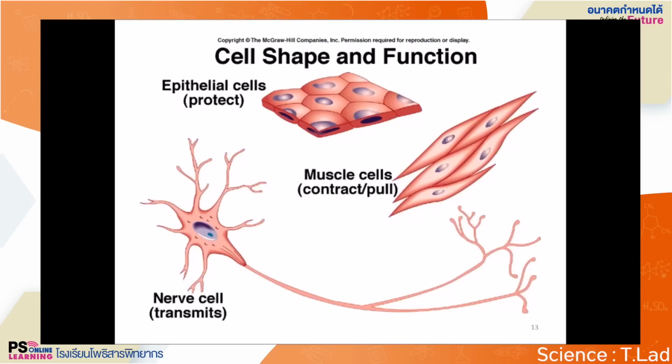Another cell, muscle cells, what do they do? They contract and pull. When they contract, it allows our body to move. Meaning we are able to move our body when muscle cells contract or pull. Another cell is a nerve cell. This nerve cell is found in our brain or in our spinal cord. What do they do? They transmit impulses from the brain to all parts of the body or from all parts of the body back to the brain.